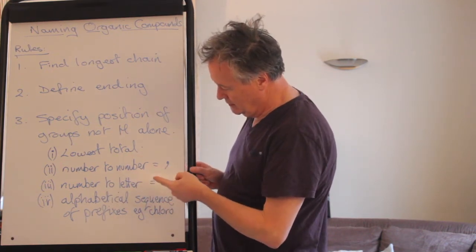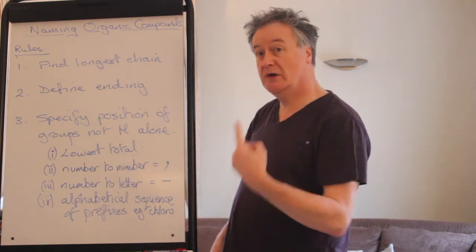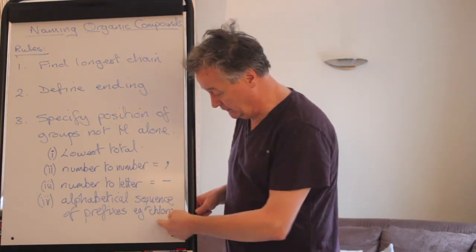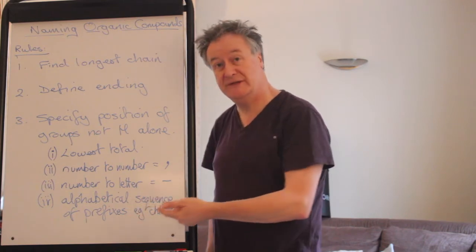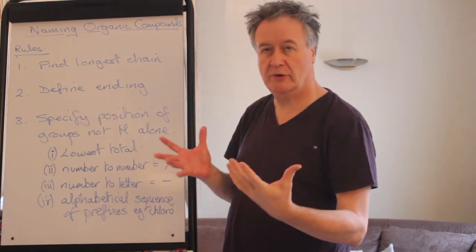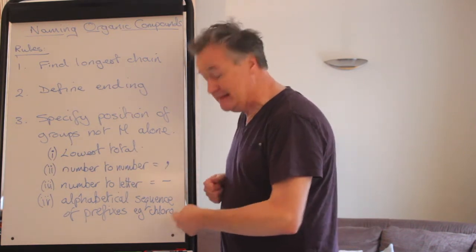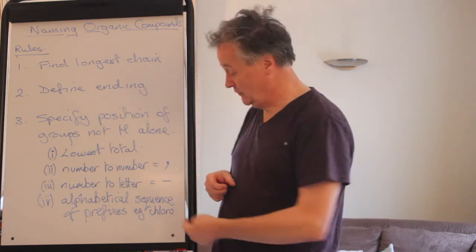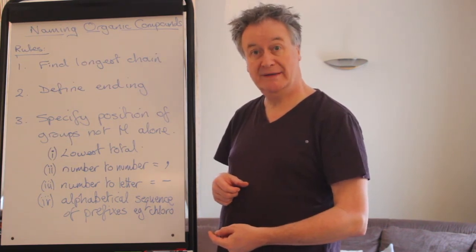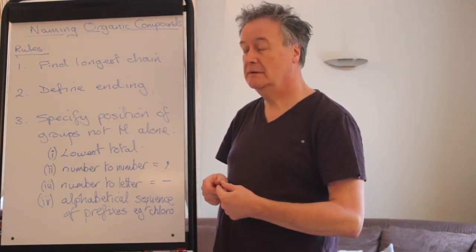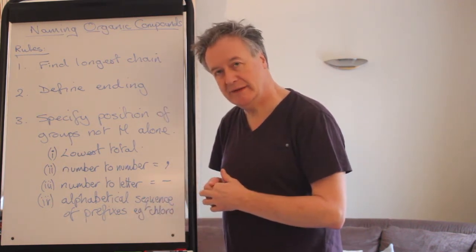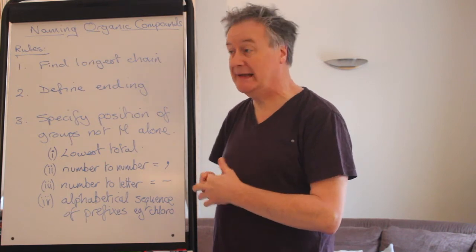And lastly, when you've got more than one thing, like you've got a bromo and a chloro, here's an example, these are called prefixes because they go before the meth or the eth or the prop and all that kind of thing. They go alphabetical, so bromo comes before chloro, chloro comes before methyl, and so on. So you have to have them in alphabetical order. Often people forget that and they get the name wrong.